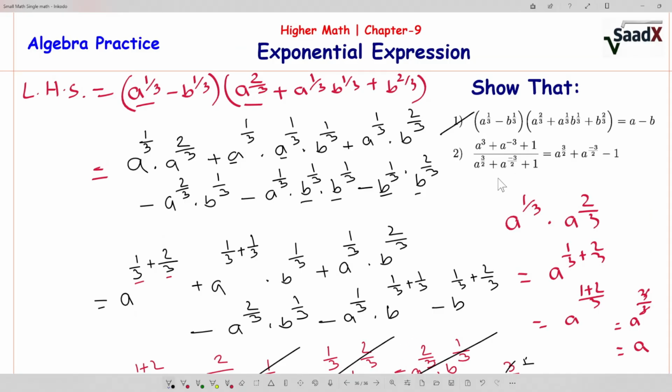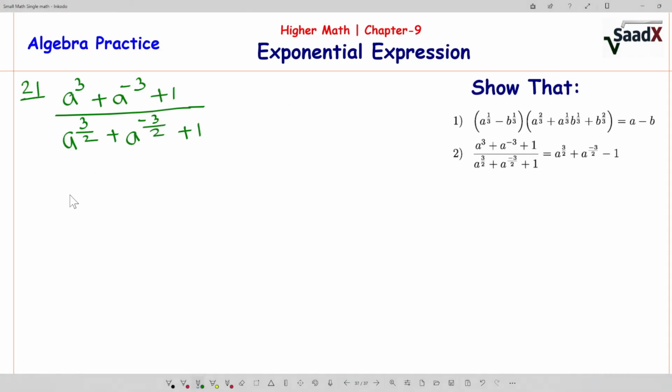Okay, so in this video we are going to solve number 2. Number 2, this is also a very interesting math. Look, here in the numerator a to the power 3 plus a to the power minus 3 plus 1, divided by a to the power 3 by 2 plus a to the power minus 3 by 2 plus 1. So it's an interesting thing, because how can we make this one a to the power 3 by 2 plus a to the power minus 3 by 2 and minus 1. Look, here is plus 1 and we need minus 1.